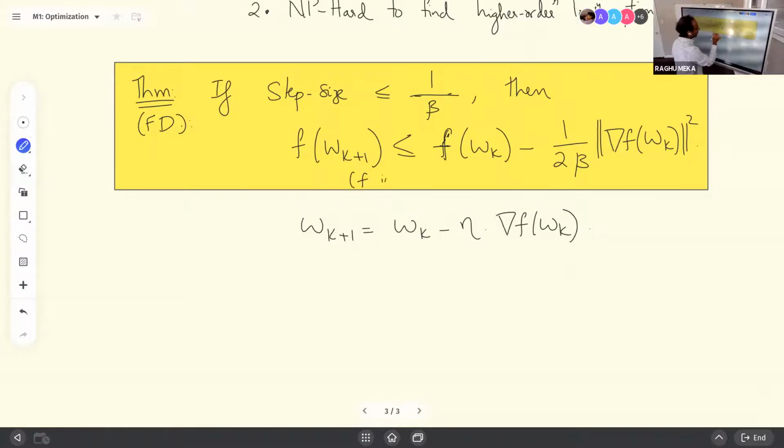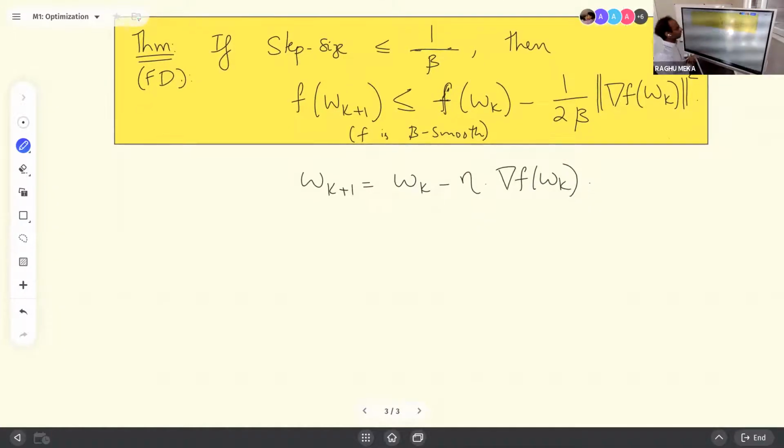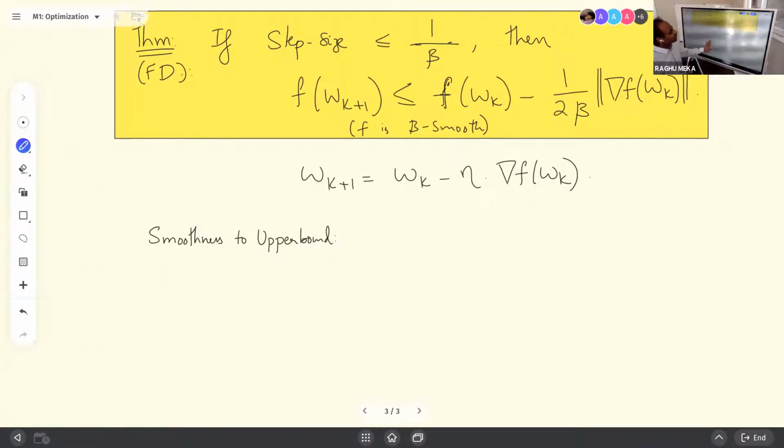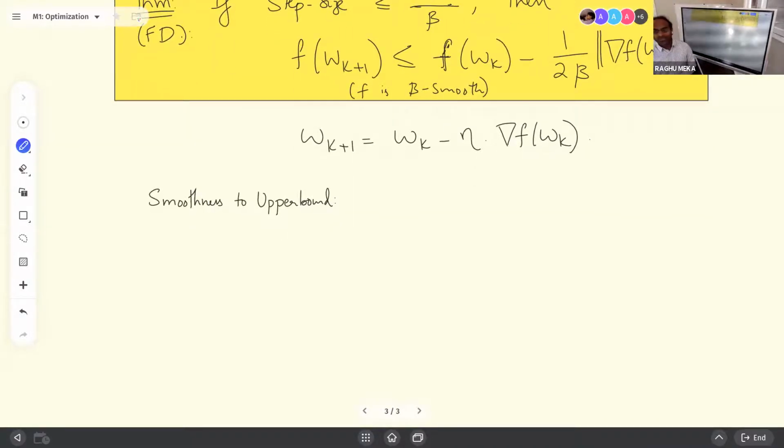So f is beta smooth. Right, so we're talking about smooth functions, and in this case, you make progress. All right, so if you use something called Taylor's theorem from calculus, smoothness implies something which is very useful in analyzing functions.